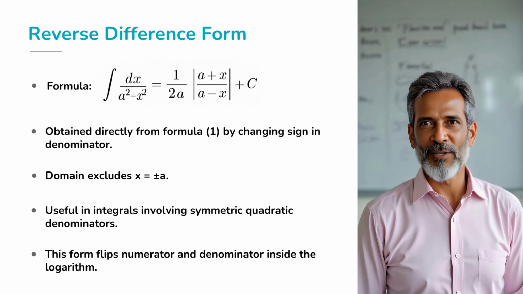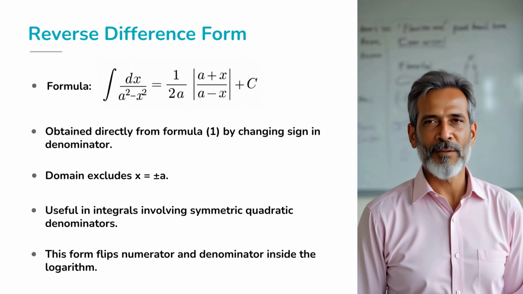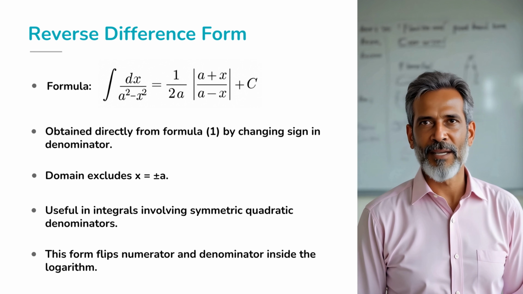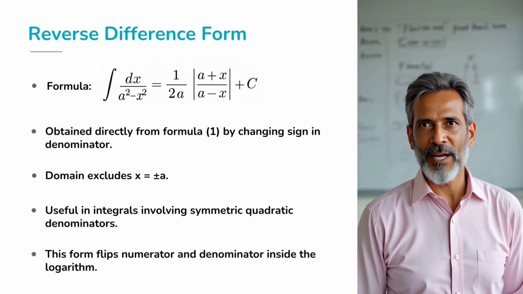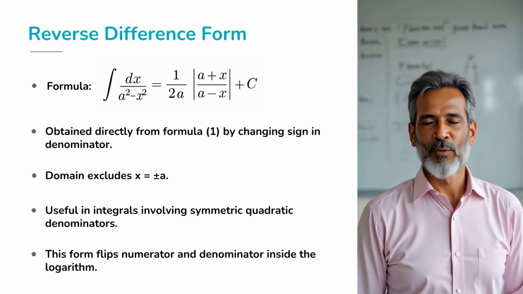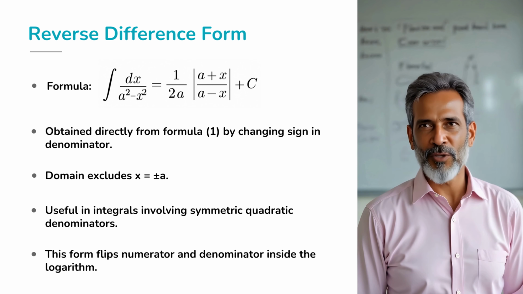Now let's flip the denominator and see what happens. The formula is integral of dx over a squared minus x squared equals 1 divided by 2a log modulus of a plus x divided by a minus x plus c. In words, dx over bracket a squared minus x squared bracket equals 1 by 2a log modulus a plus x upon a minus x plus constant c.